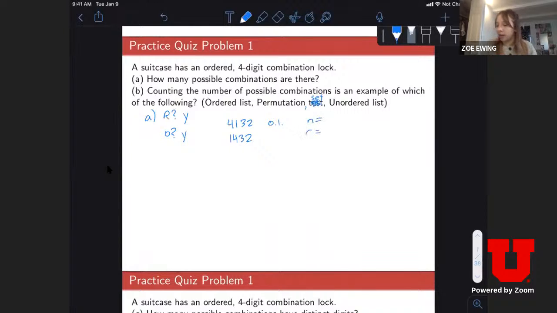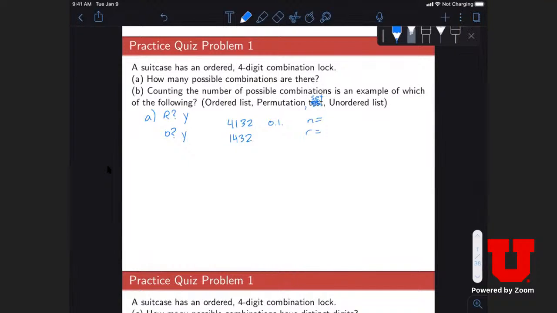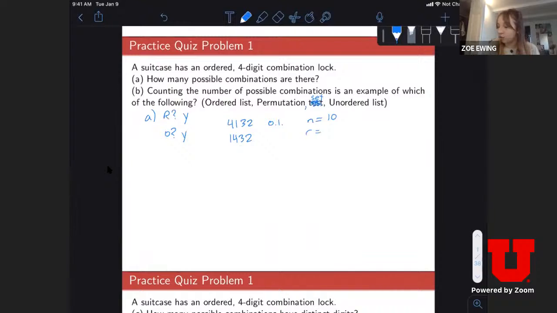So how many options do we have for each digit? And we are picking 4 digits total. So we have n to the r equals 10 to the 4th. Okay. Now B, counting the number of possible combinations, we kind of already figured this out since we used it to do the problem, but let's see. So we're using an ordered list.